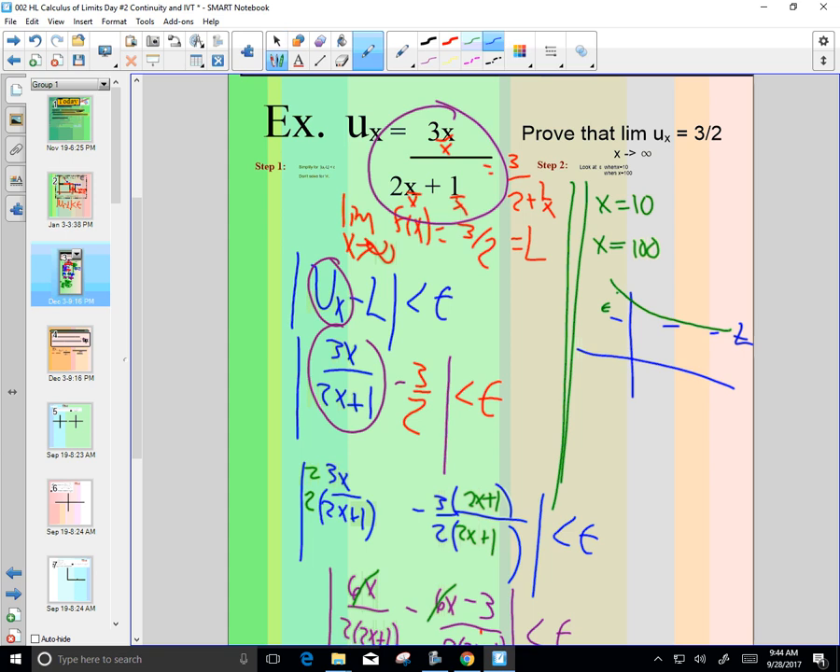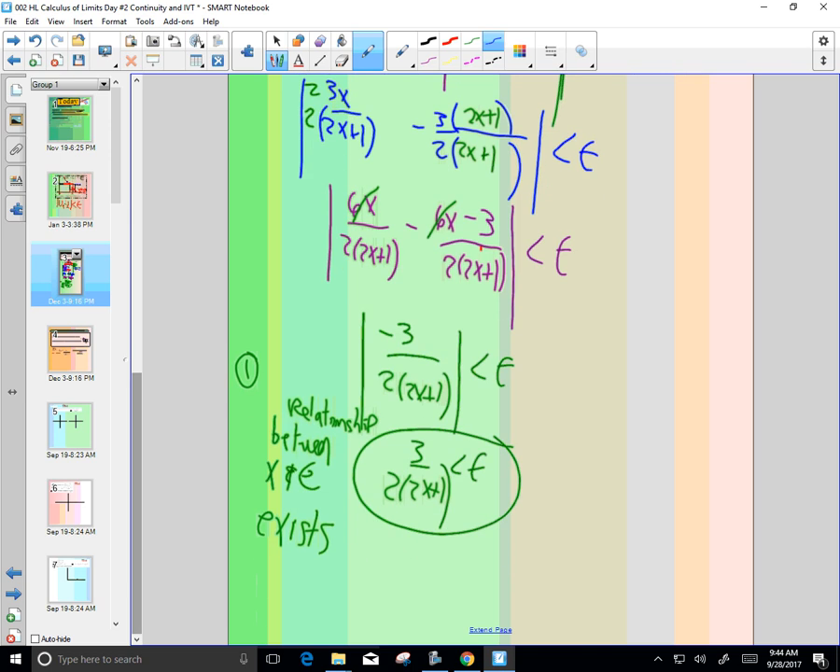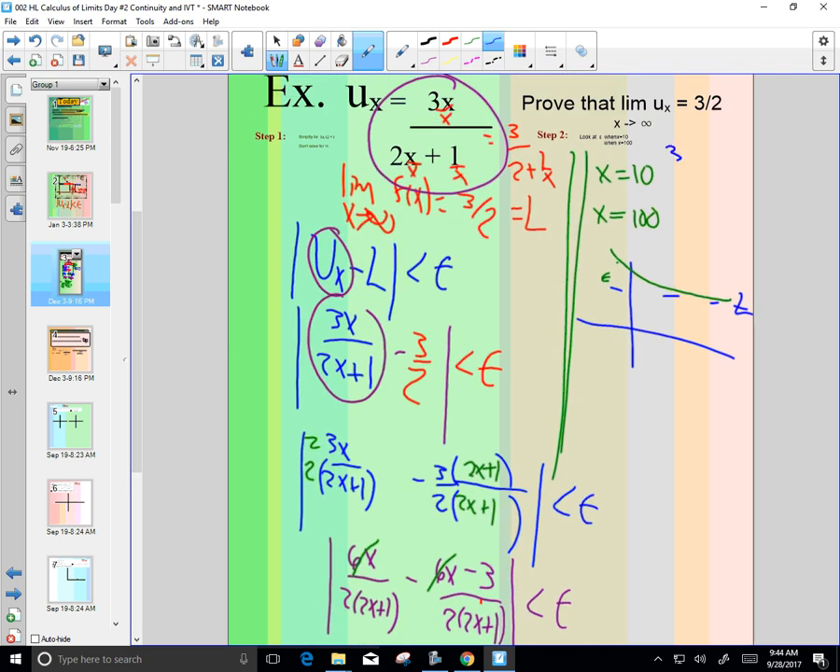Okay, so here's your relationship down here. 3 over 2 times 2x plus 1, is less than epsilon. And so what is 3 over 2 times 20? What is that, 3 over 41? Does that sound right? Is your epsilon value.